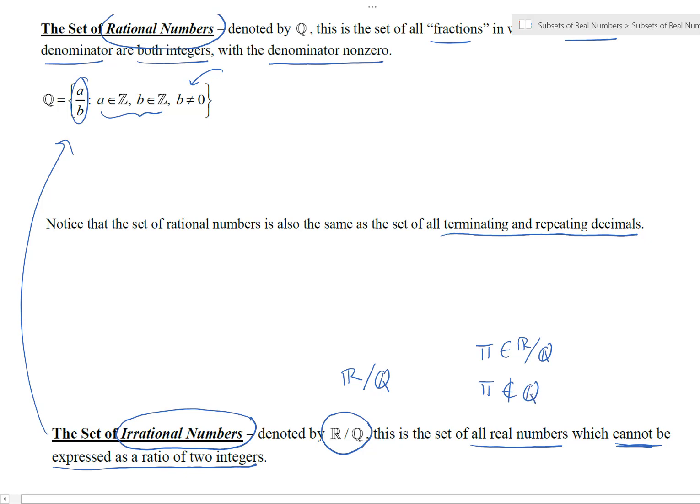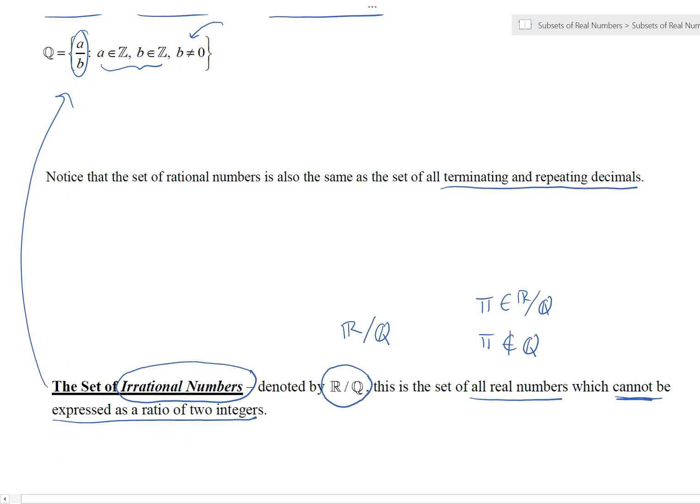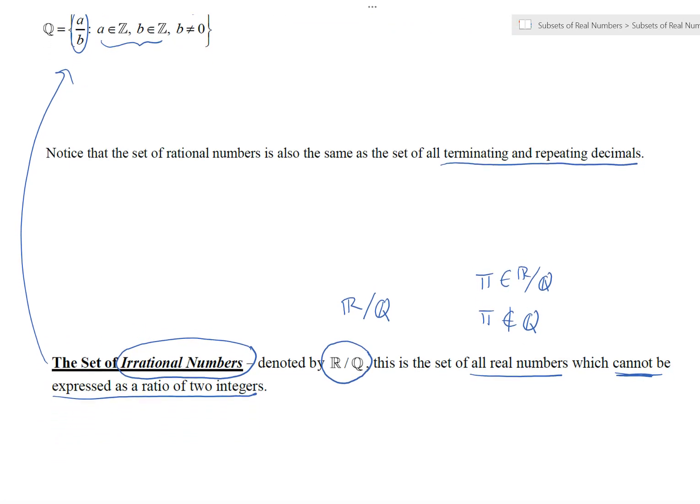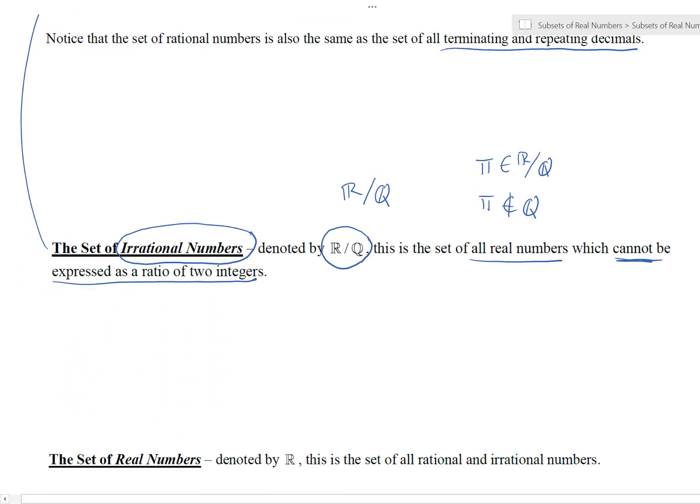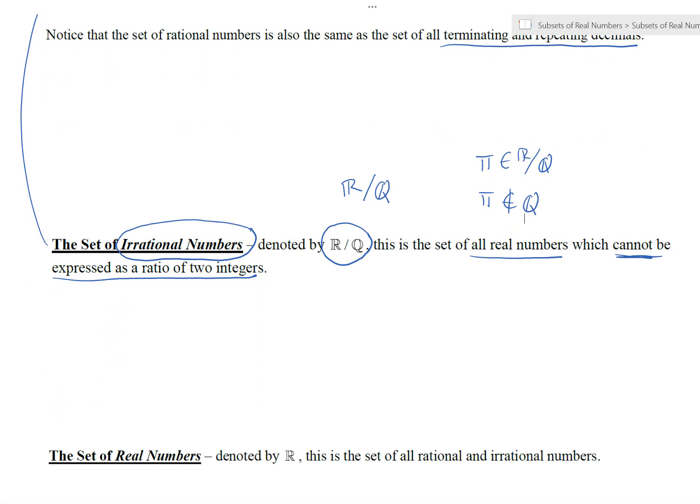And so you think about rationals and irrationals, well, you combine all of those and you get the set of all the real numbers, which is denoted by this R here.